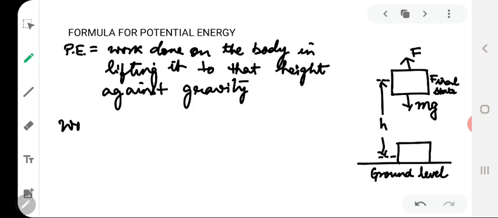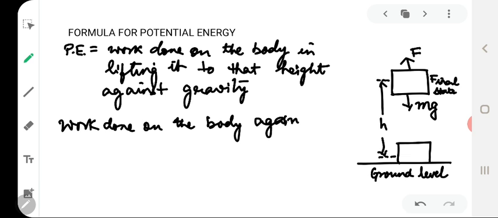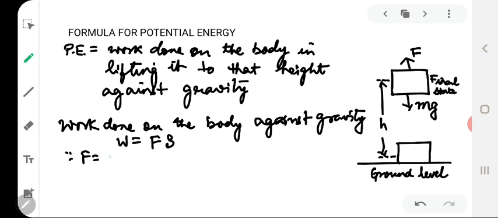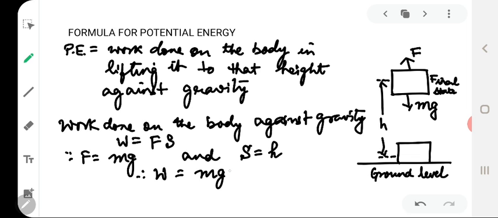Then work done on the body against gravity is given by force into displacement. Now, when a body is lifted against gravity, the force applied on the body should be equal to its weight. So, we can say force is equal to mg. And what about displacement? Displacement is obviously the height to which it has been lifted. So, work done should be equal to mg into h.